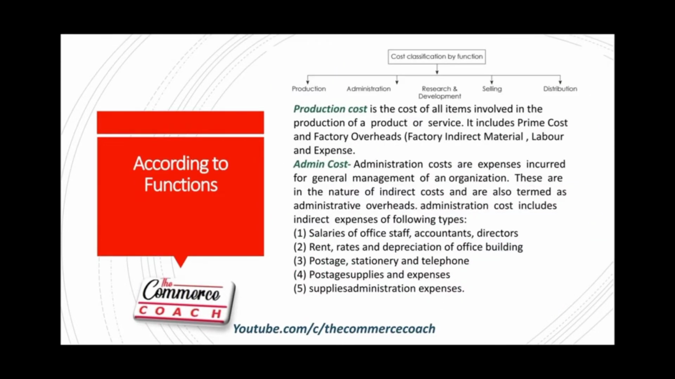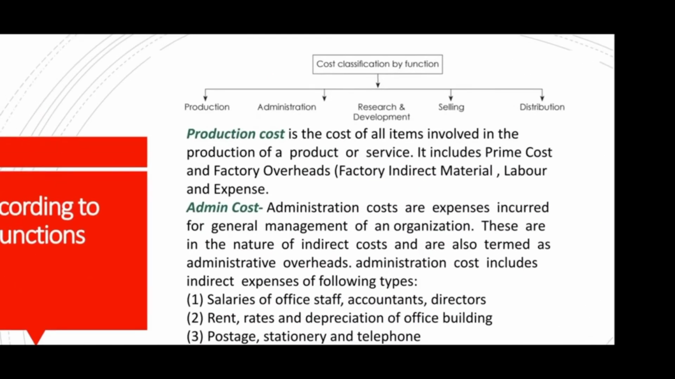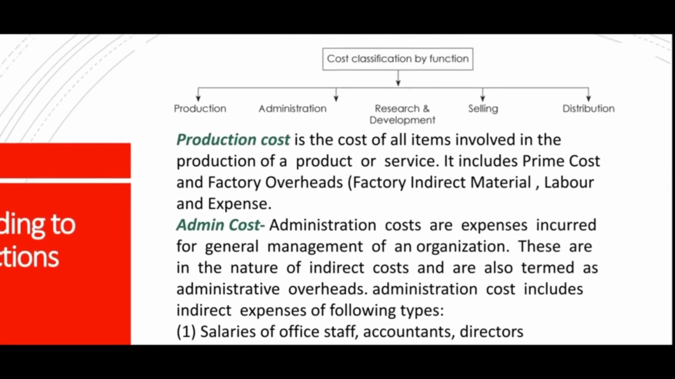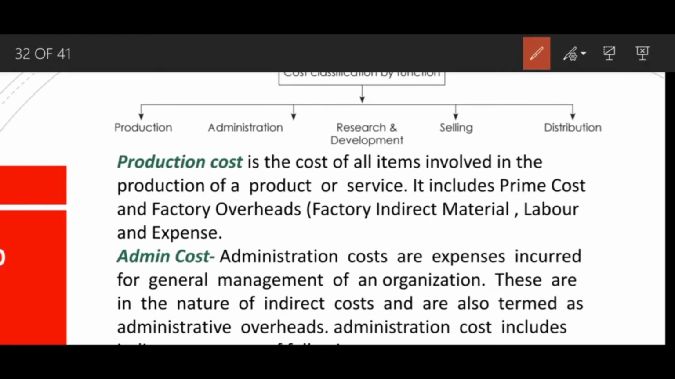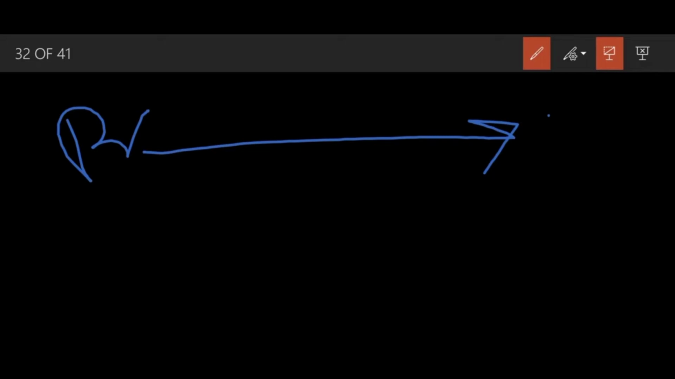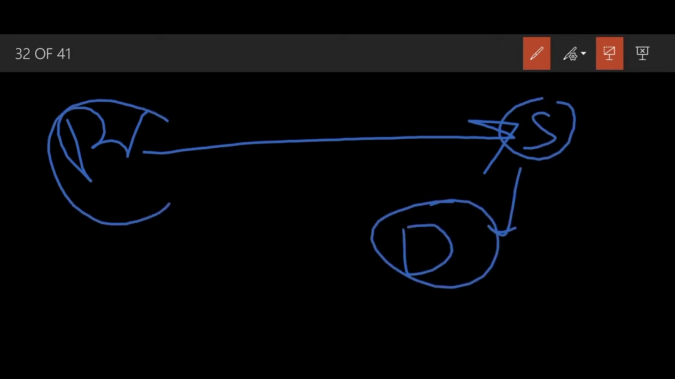Now we will be classifying the cost on the basis of functions. There are certain functions to be performed by different departments in a company. Like we have the production function, admin function, R&D function, and selling and distribution function. So how does the process start? The production department starts the process, then at the last the selling department and then the distribution department end the process. Once they produce the product, it gives the product to R&D.